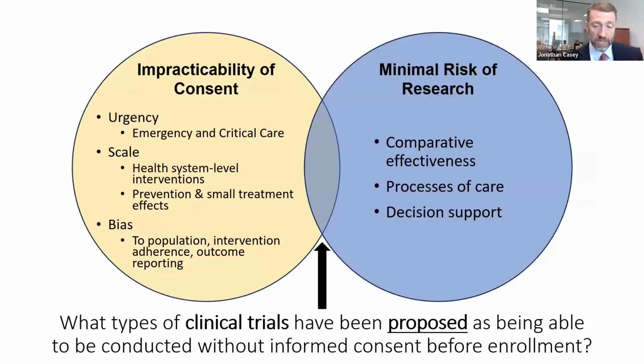So what types of clinical trials have been proposed as being able to be conducted without informed consent before enrollment? It's only those trials in which consent is impracticable and the risk of research is minimal. The types of research for which risk has been proposed to be minimal include comparative effectiveness research, research on processes of care, and decision support.